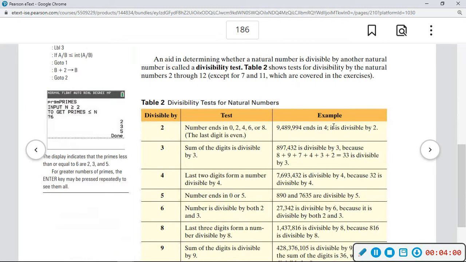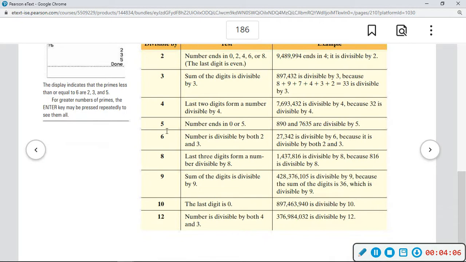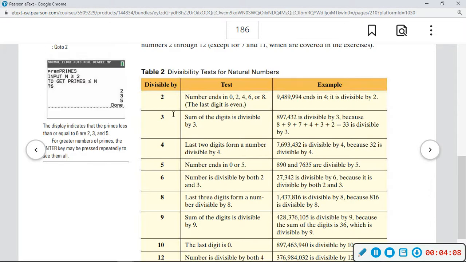Alright, we're going to be going over divisibility rules, and these are the tests you want to know, write these down. A number is divisible by 2 if it ends in 0, 2, 4, 6, or 8. It's divisible by 3 if the sum of the digits is divisible by 3. And so they show you an example here what they mean.